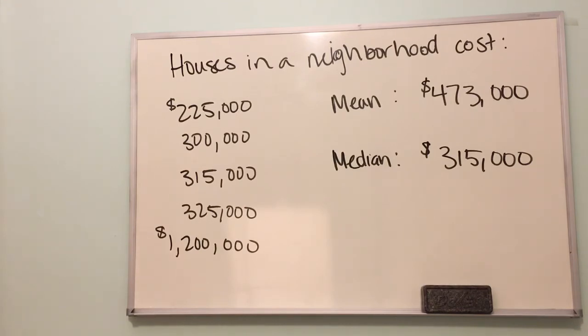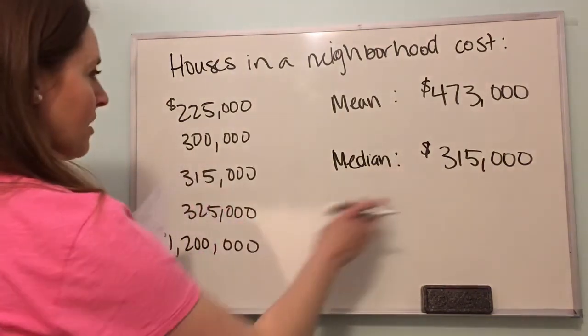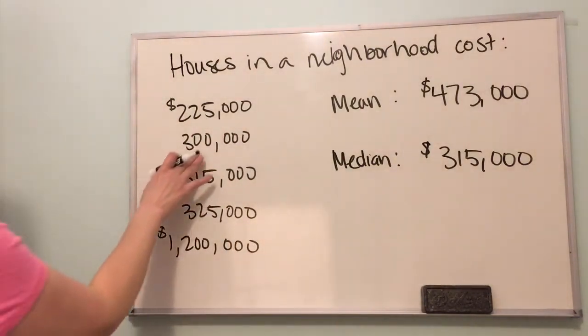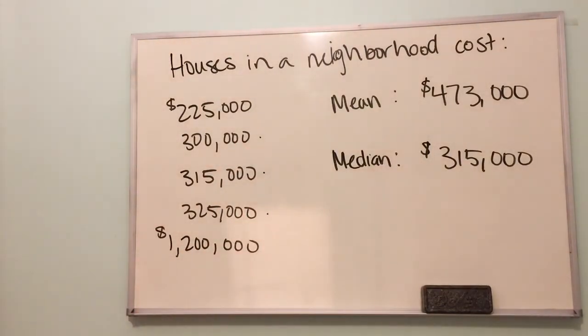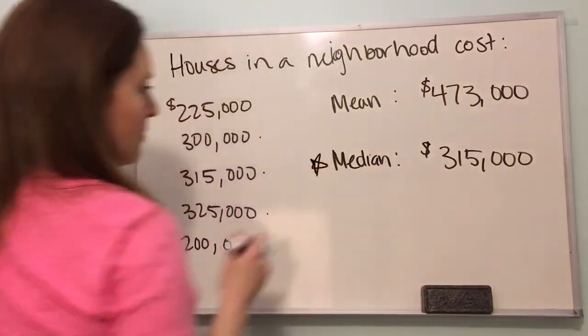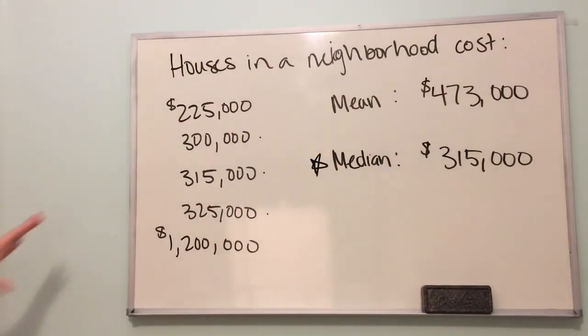These 2 numbers are describing this neighborhood here. They're both completely correct. But which one do you think is a better representation of the majority of the houses in that neighborhood? Which one is closest to most of the prices in that neighborhood? It's this one, right? It has to be. Look, 315 is kind of close to 225. It's definitely close to 300. It's exactly that. And it's pretty close to this. So the median is actually a better representation because it's closest to most of the houses.